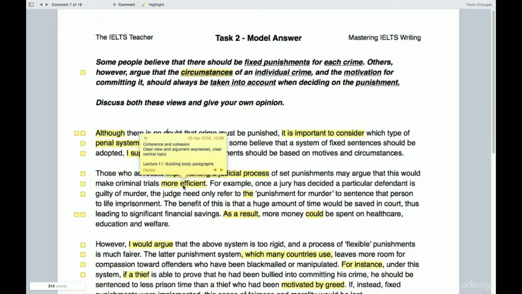And with more efficient, we're immediately presenting a clear central topic and a nice topic sentence, so a clear view and argument expressed, which is essential for coherence and cohesion. And you can learn about this in lecture 11, building body paragraphs. For example, once a jury has decided that a particular defendant is guilty of murder, the judge need only refer to the punishment for murder to sentence that person to life imprisonment.